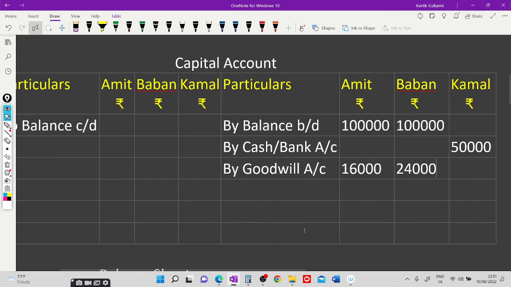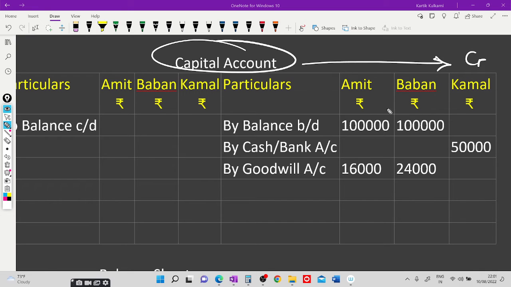So ultimately we can see we have credited cash account. We debited goodwill account and we are crediting, I'm extremely sorry, it's capital account. We are crediting capital account, Amit's capital account, Baban's capital account.